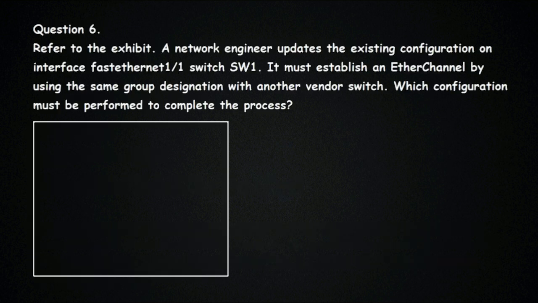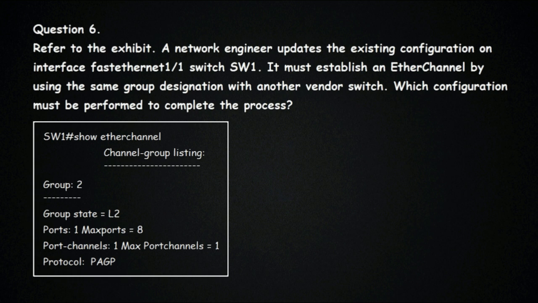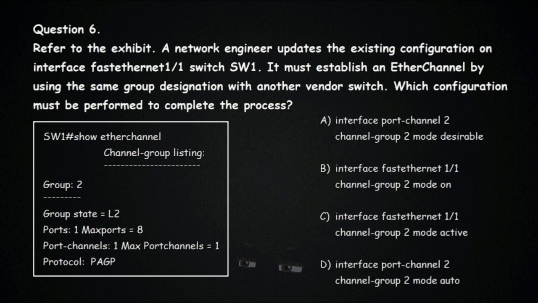Question 6. Refer to the exhibit. A network engineer updates the existing configuration on interface FastEthernet 1/1 SW1. It must establish an EtherChannel by using the same group designation with another vendor switch. Which configuration must be performed to complete the process? Options. Correct answer is B.